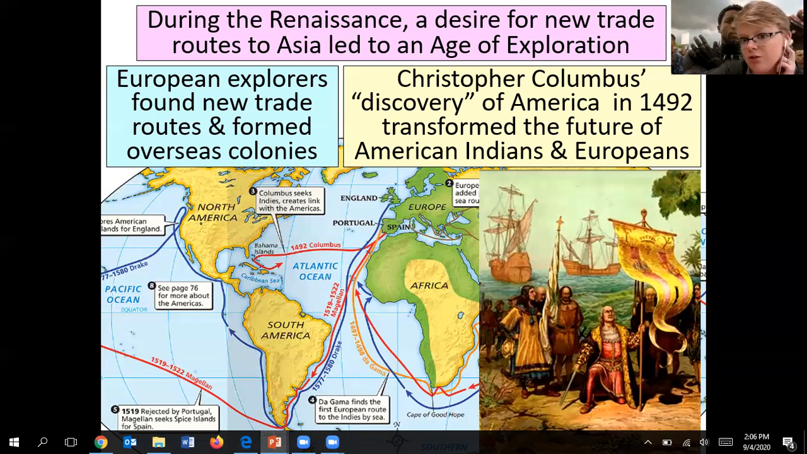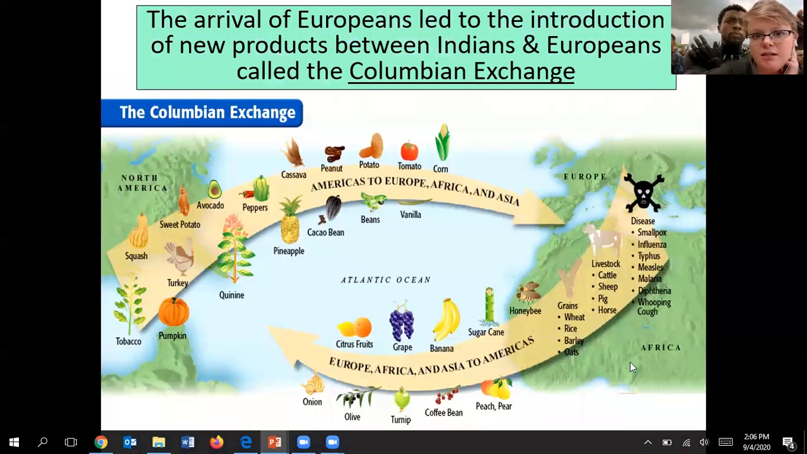So it's all very interesting trade, and it's going to lead to what's called the Columbian Exchange. The arrival of Europeans led to the introduction of new products between Indians and Europeans. Things like tobacco, pumpkin, squash, turkeys, cocoa beans, which is chocolate, vanilla beans, corn, tomatoes, and potatoes, which are going to become a huge staple. All of this is going to come from the Americas, and it's going to go into Africa, Asia, and Europe.